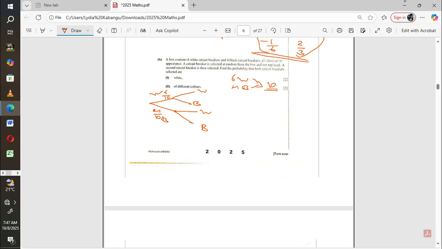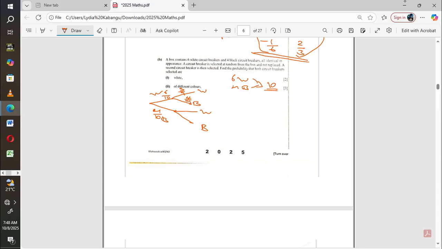Since it was selected from the box and not replaced, the 6 will be reduced by 1. Since it was selected at random, we don't know if it's white or black, so this one has to reduce by 1. We're going to have 5 over, and since it was not replaced, the total number also has to reduce, so it will be 5 over 9. But for the black, it will maintain the 4, and the total number has to reduce, so it will be 4 over 9.